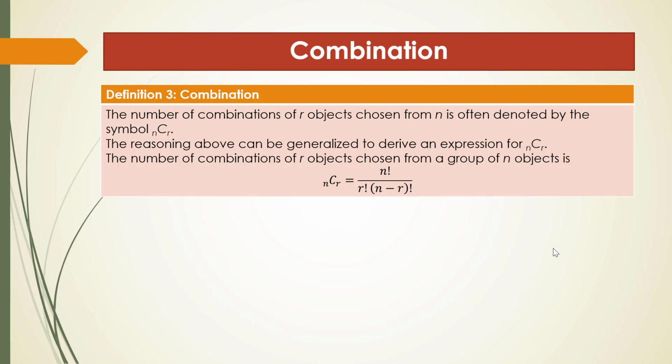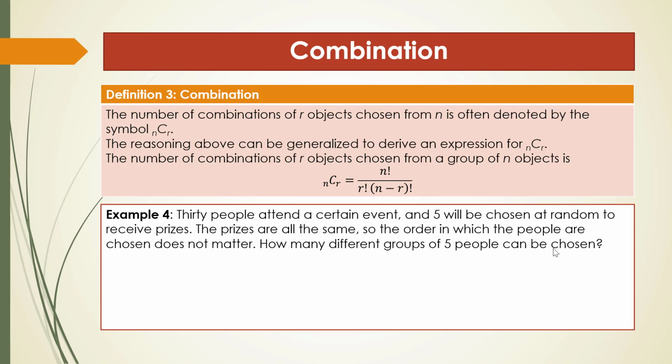The official definition of combination. The number of combinations of r objects chosen from n is often denoted by the symbol n choose r. The reasoning above can be generalized to derive an expression for nCr. And the number of combinations of r objects chosen from a group of n objects is n choose r, which is equal to n factorial over r factorial times n minus r factorial.